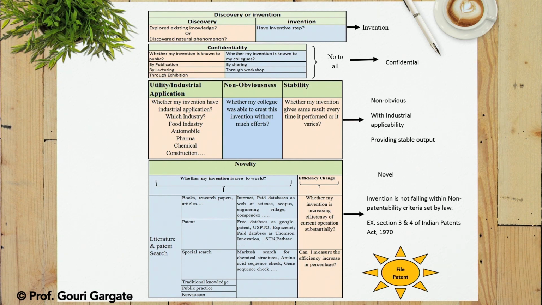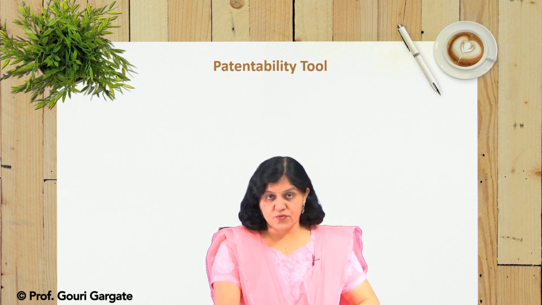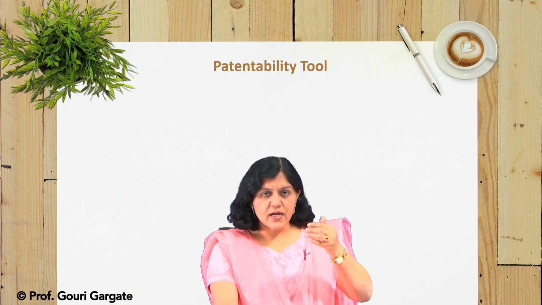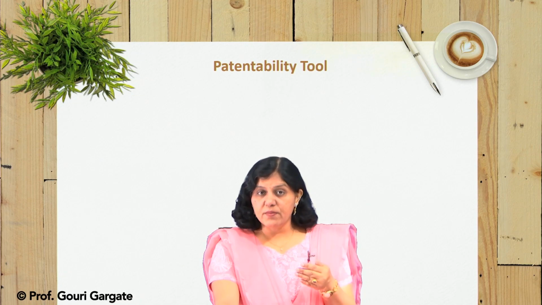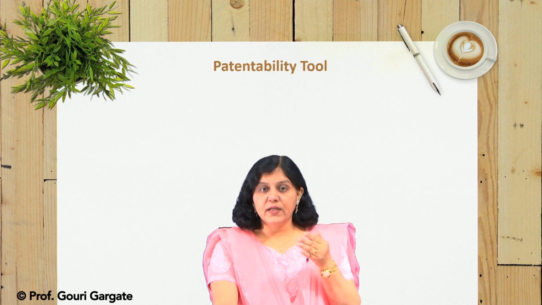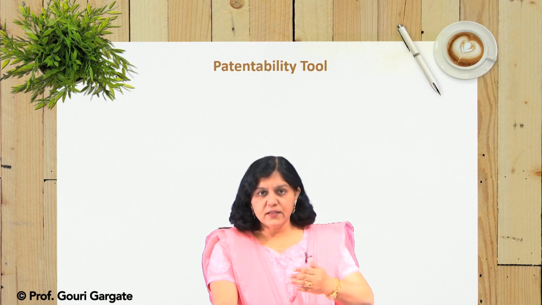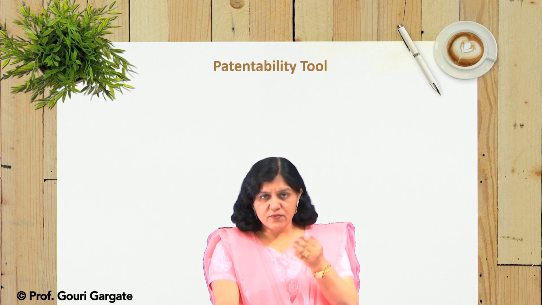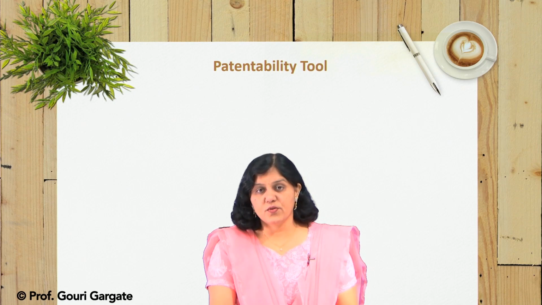Now, once you do all this, that is confidentiality, non-obviousness, novelty, stability, utility, and you have also taken care of Section 3 and Section 4, in short, you have checked everything related to the invention under consideration. You started from whether your invention is a discovery or an invention, then you checked confidentiality, then the patentability criteria including stability, and then the Patent Act specific sections, Section 4 and Section 3. Now, you are sure that you can consider your invention for a patent. So, when you systematically follow these steps mentioned in the patentability tool, you will be sure that your invention can be considered for the patent application.